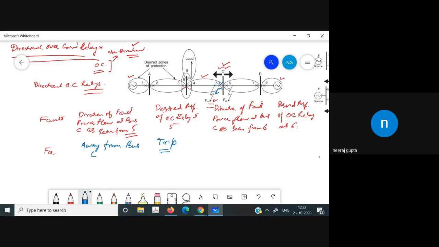Now, second, direction of the fault power flow at bus C seen from the 6. So as seen from this 6, what is there? If the fault F8 takes place, then in that very case, what is happening? The power is moving from the 6. So it means that the power is moving towards the bus C.